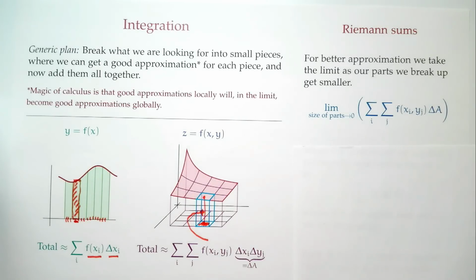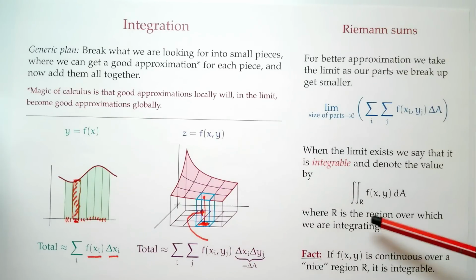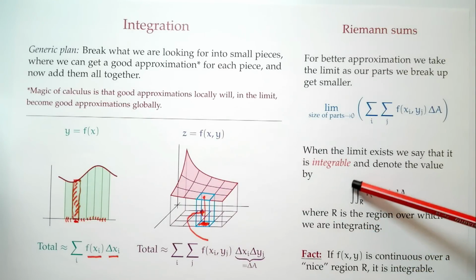So this is going to be what we call the integral. And when this limit exists, we denote this with the following: the integral over our region of f of xy dA. And notice that there's two integral signs. Now, why are there two integral signs? Well, because it's a two-dimensional integral. So the number of integral signs should match the dimension of what it is you're trying to integrate.